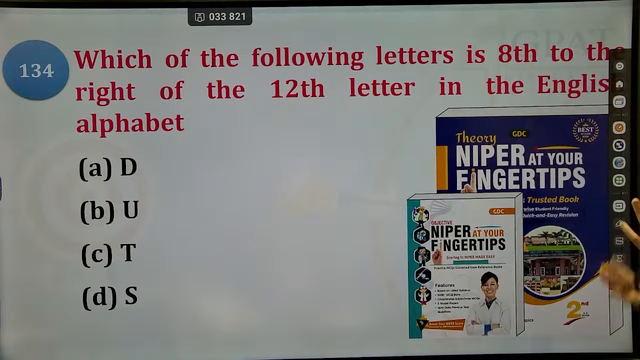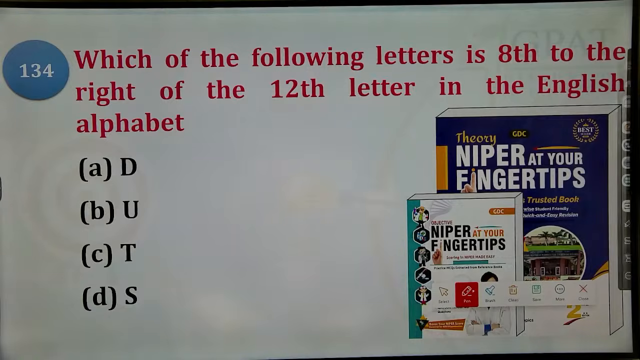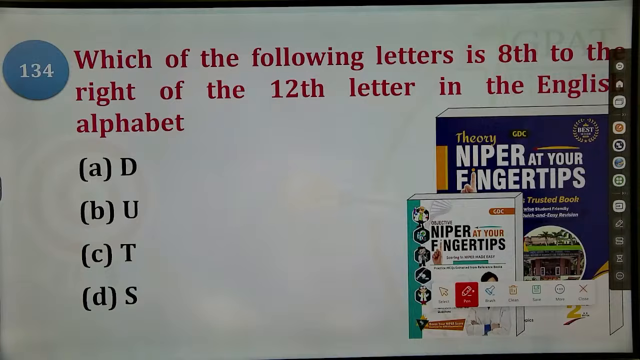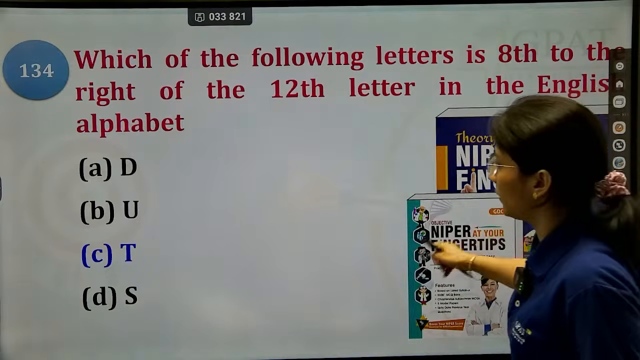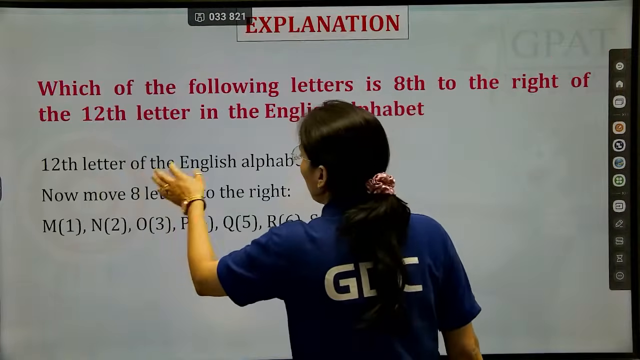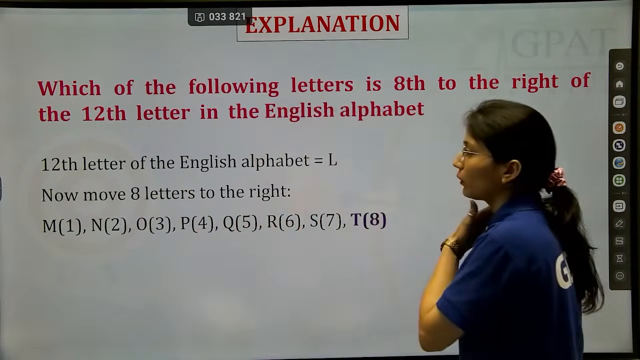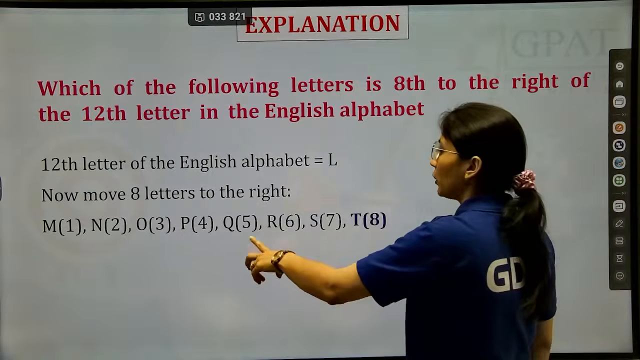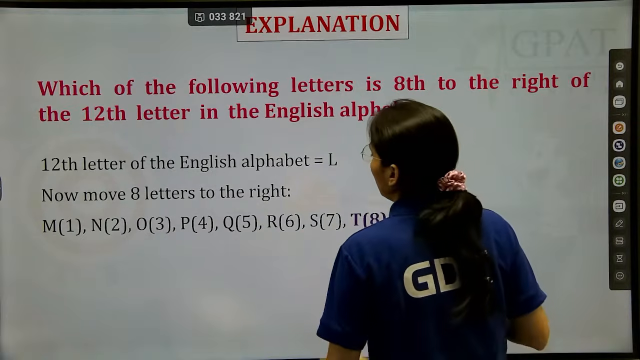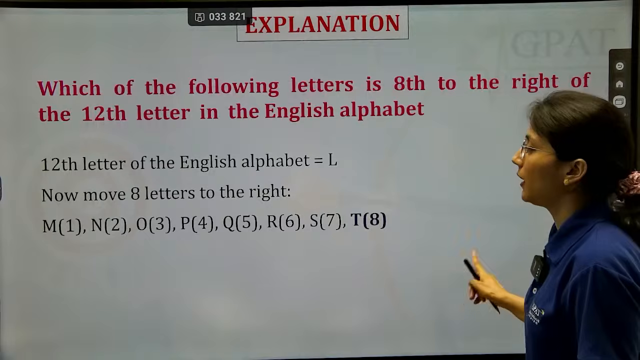Now in this question, which of the following letters is 8th to the right of the 12th letter in the English alphabet? We can directly solve this question. The 12th letter of the English alphabet is L. Now 8 letters to the right: M, N, O, P, Q, R, S, T. That is 8. So T is the answer.